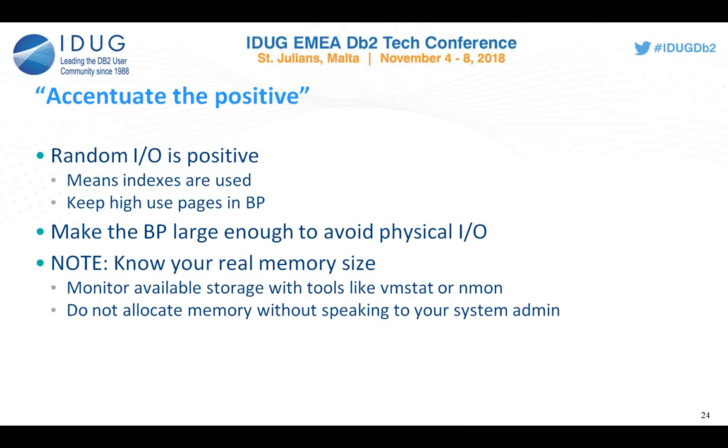And as the old Bing Crosby song goes, accentuate the positive. Random I/O is a positive thing. It means indexes are being used. The high-use pages are left in the buffer pool. And the more memory you can give to the buffer pool, up to hopefully what I'd call obvious limits, the amount of memory you have or the amount of memory needed. Knowing your memory size is important, but the larger the buffer pool, the better the hit ratio, and life is going to be better.